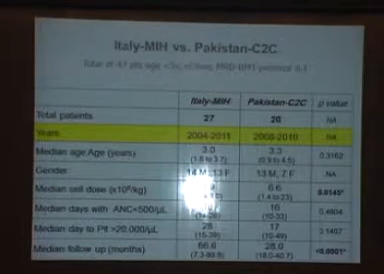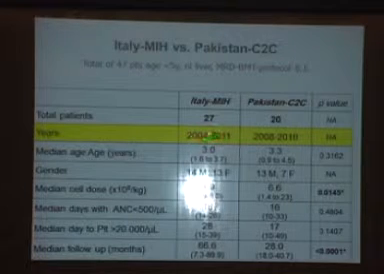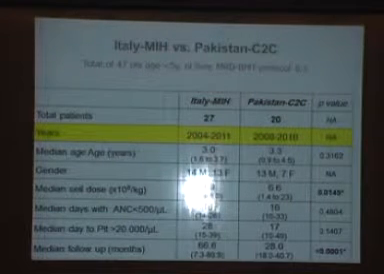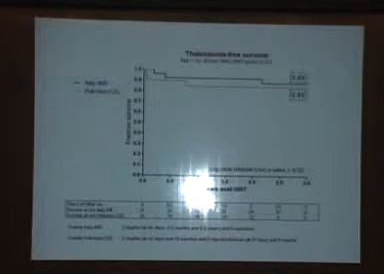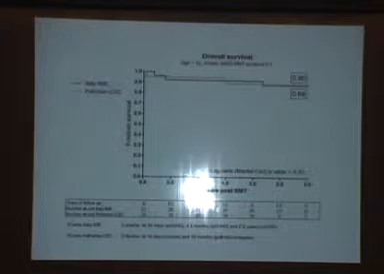So it took about 6 years in Italy, while in Pakistan it took probably less than 2 years to recruit the same number of patients. Here you see the comparison. Essentially, there is no difference. You can do very well with low-risk patients with a matched sibling, which unfortunately are a minority, even in low-resource settings, both in terms of thalassemia-free survival and overall survival.